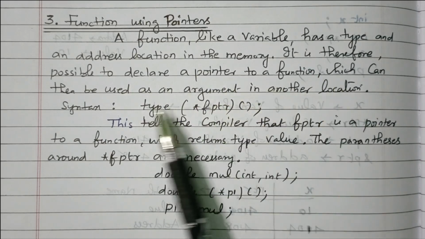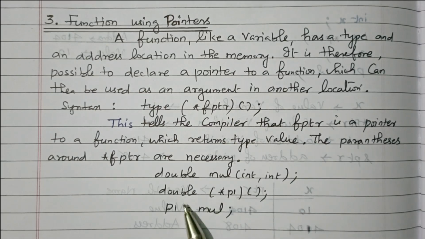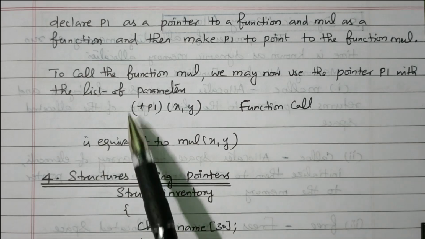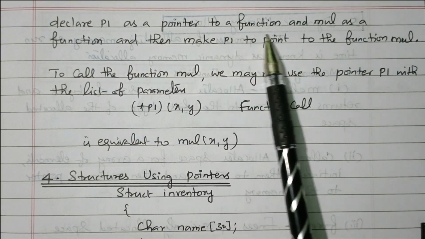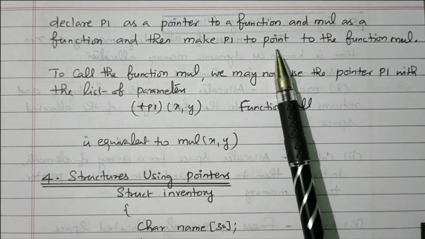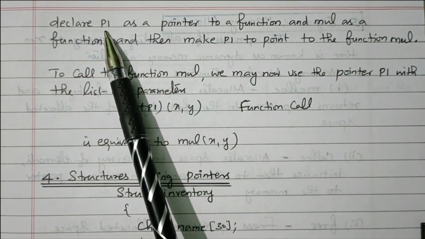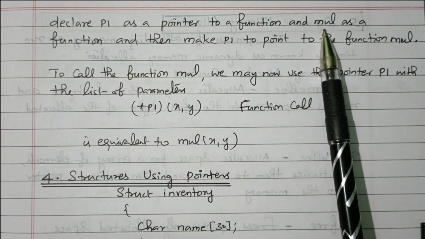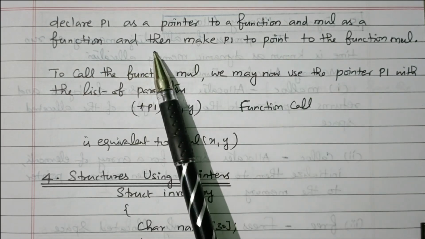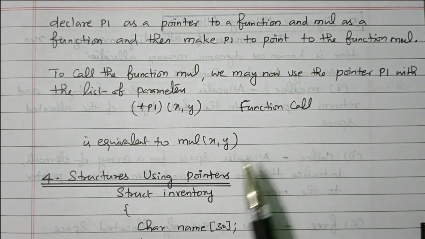pointer to a function which can be used as an argument in another location. So here we are passing the argument to this pointer, right? So we'll see further. Declares p1 as a pointer to a function, mul as a function, and then make p1 point to the function mul, right? We know that p1 is a pointer to the function, mul is the normal function. So that makes p1 a pointer to the function. P1 is the pointer to the function.